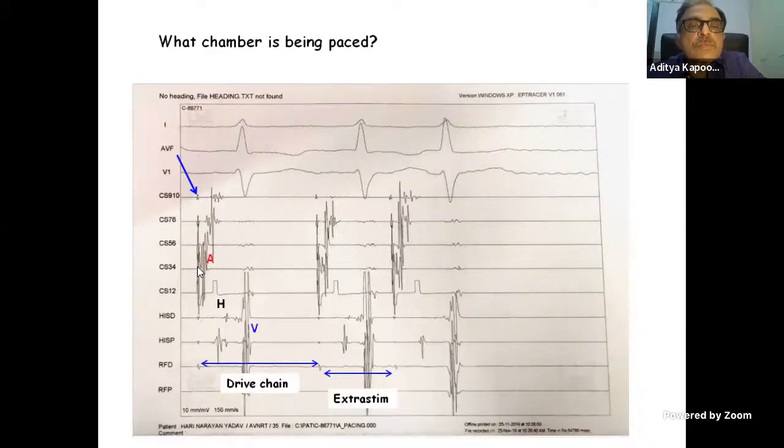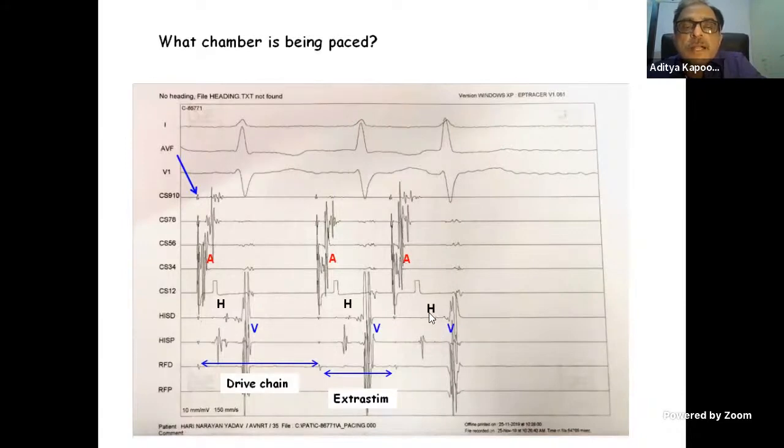So this is a drive chain, this is the extra stimulus. Again, if you see, this is the A, this is the H, and this is the V. In the drive chain, this is the A, H, and V, and this is the extra stimulus. So you see an A, H and V. There is a slight increase in the AH interval, which is a normal property of the AV node.